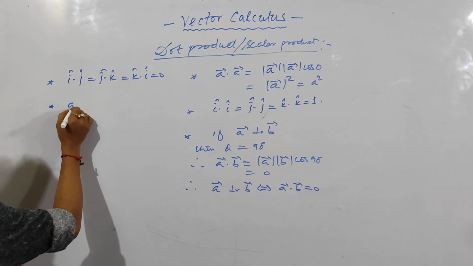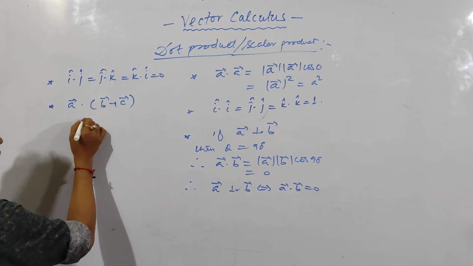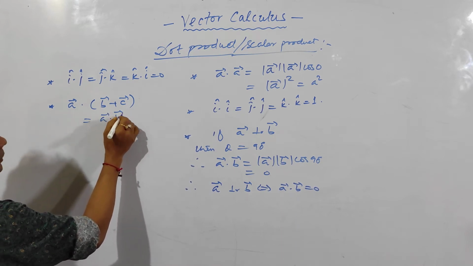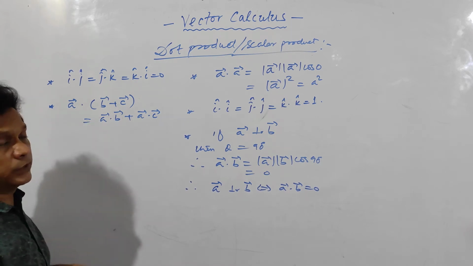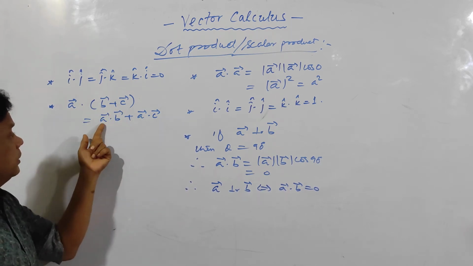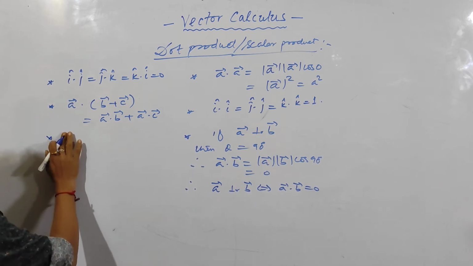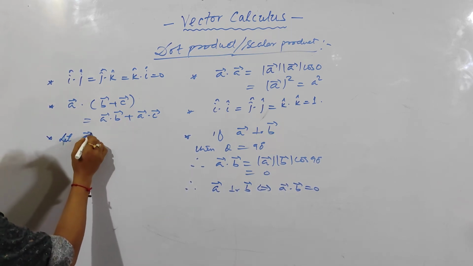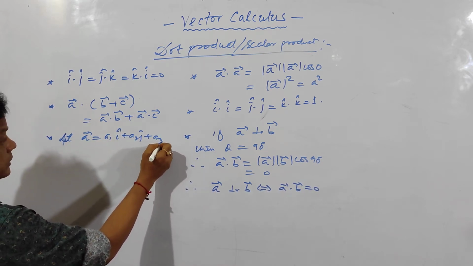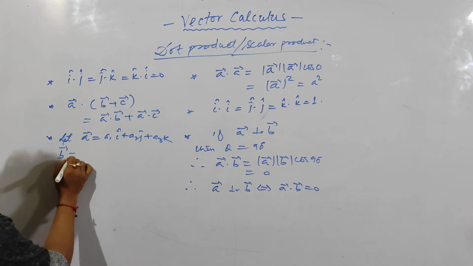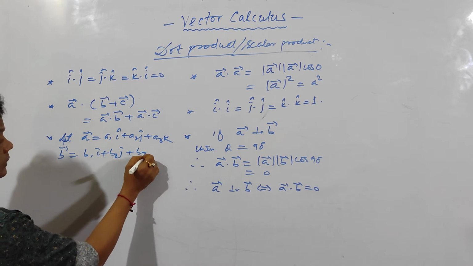Again, the next property I am going to tell you: A dot (B plus C) is equal to A dot B plus A dot C. That means the dot product satisfies the distributive law. A dot (B plus C) equals A dot B plus A dot C. And how to find out the dot product here? Let A vector be equal to a1 i cap plus a2 j cap plus a3 k cap, and B vector be equal to b1 i cap plus b2 j cap plus b3 k cap.